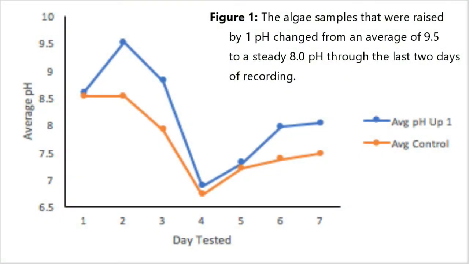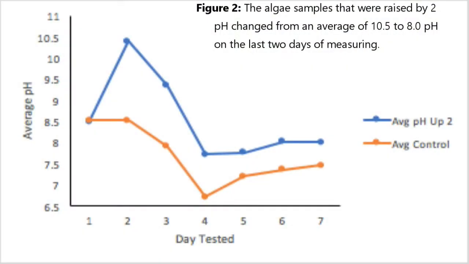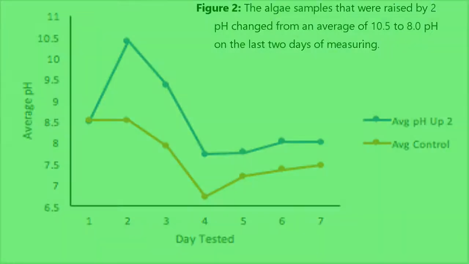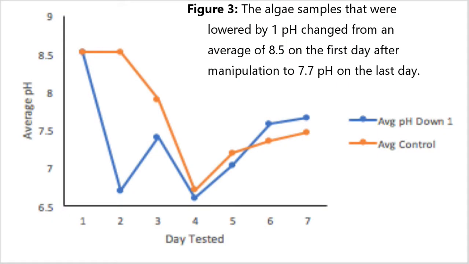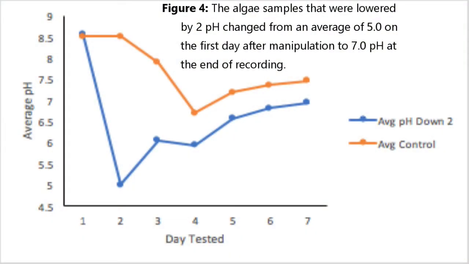In Figure 1, the graph shows the measurements of the algae samples raised by 1 pH. In Figure 2, the graph shows the measurements of the algae samples raised by 2 pH. In Figure 3, the graph shows the measurements of the algae samples lowered by 1 pH. In Figure 4, the graph shows the measurements of the algae samples lowered by 2 pH.